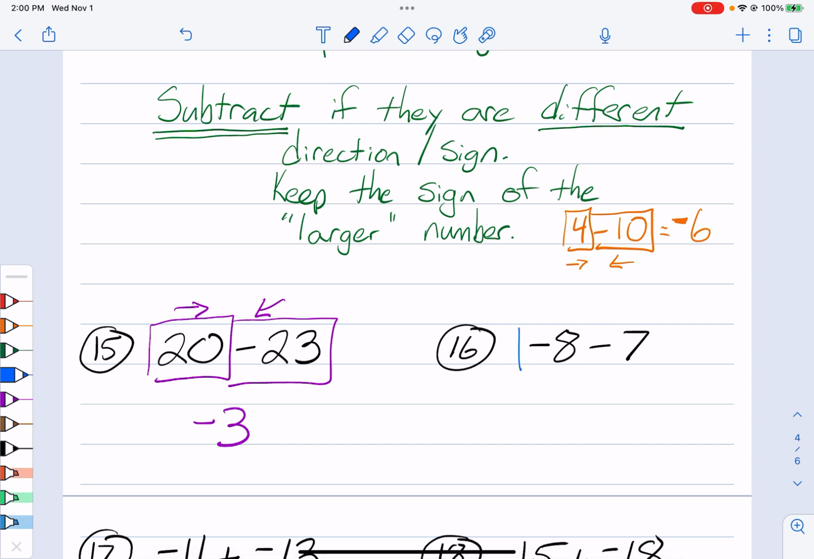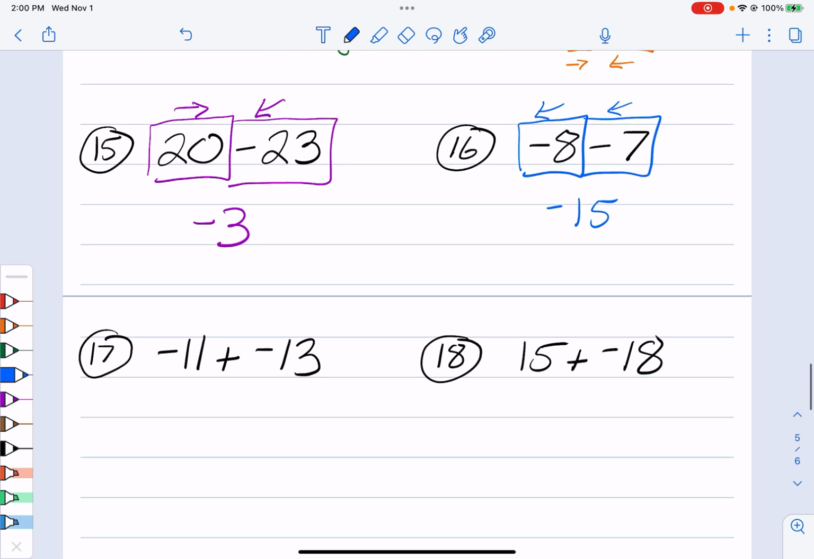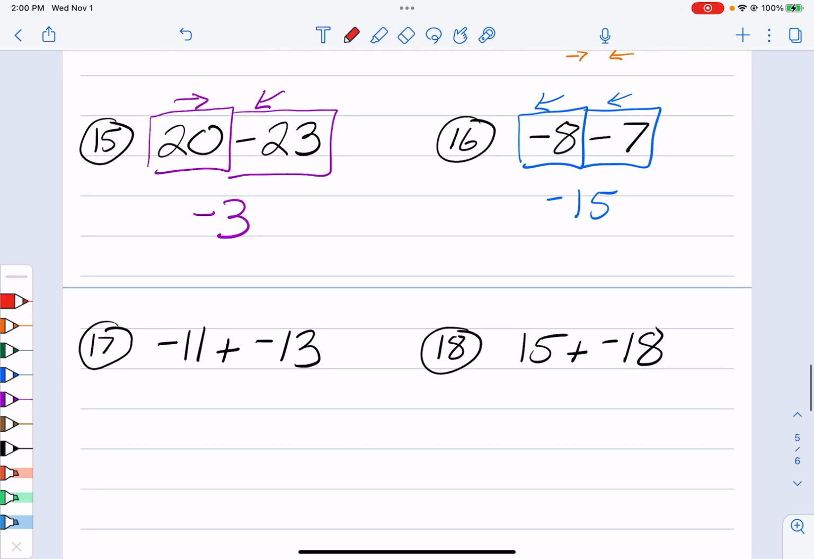Number 16, hopefully you boxed -8, -7, and then notice that both of them are negative, or both of them go to the left. And 8 and 7, we're going to add those together, and we're going to get 15, but since they're both negative, we're going to make it a negative. And our last 2 problems, so let's see how we did on those 2.